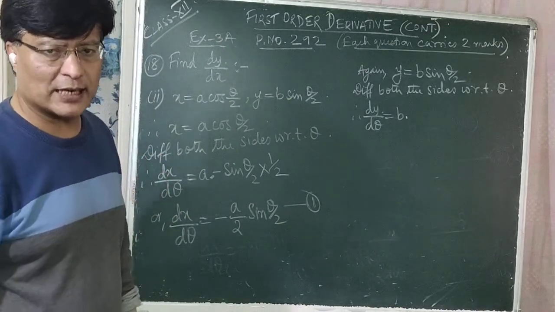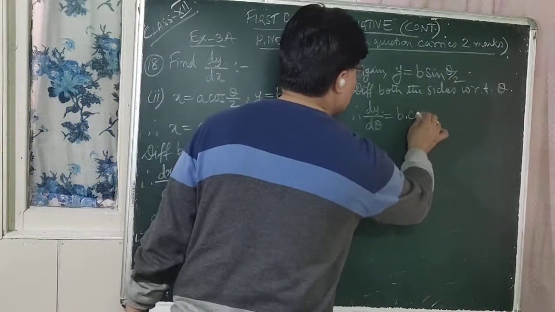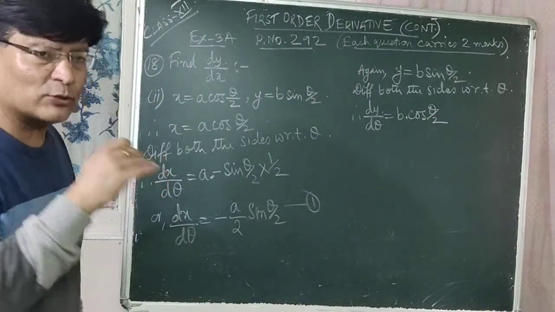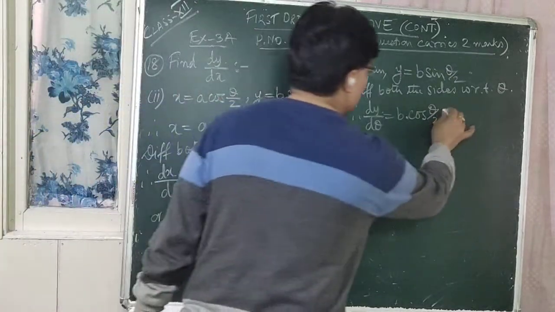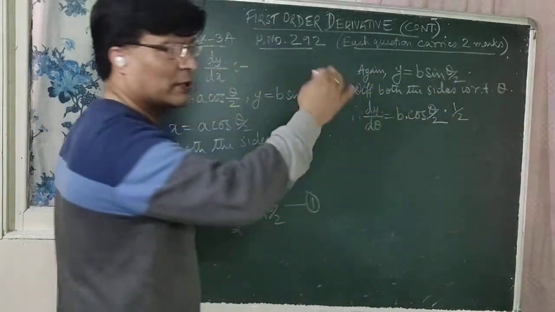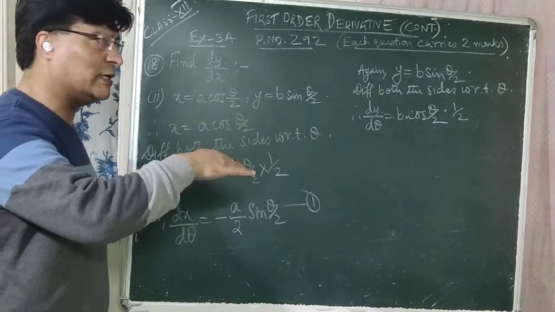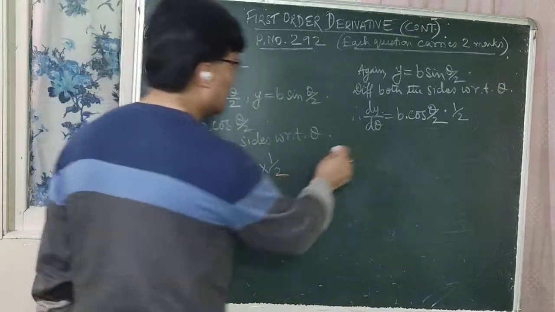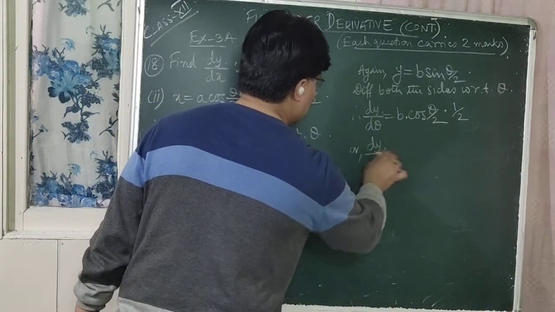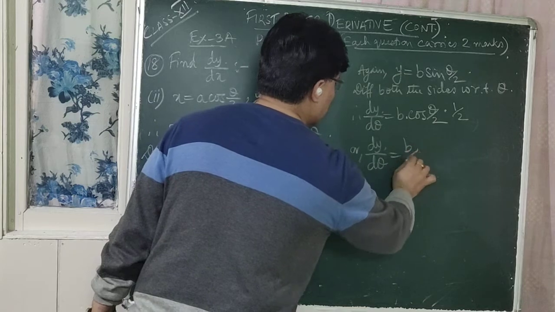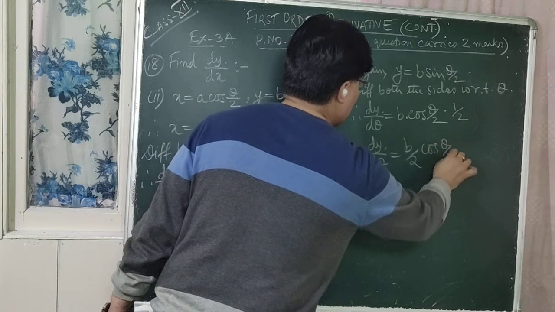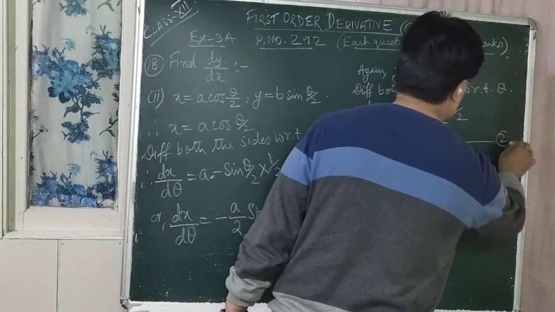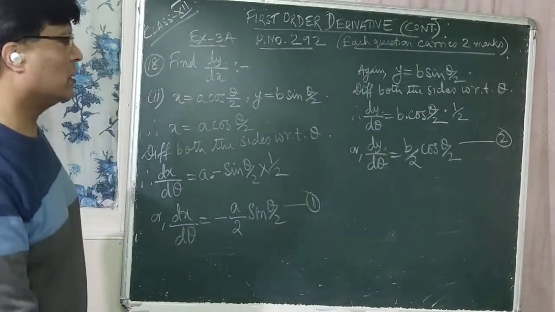You should take it as sin theta. What is the differentiation of sin theta? Cos theta, but here it is theta by 2. And you have to differentiate this theta by 2 again with respect to theta. That is into half into, because half is constant, you can write it before d by d theta. So half into d by d theta of theta is always 1. So it is only half, right? So dy by d theta is equal to b by 2 into cos theta by 2. Is that clear? So this is number 2.